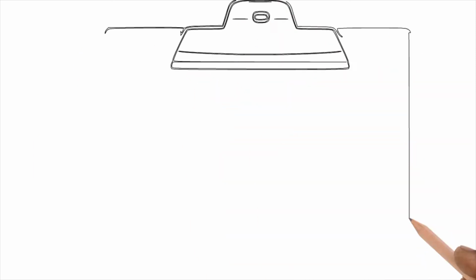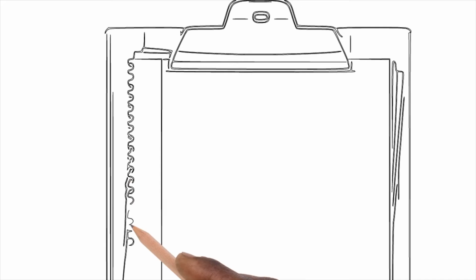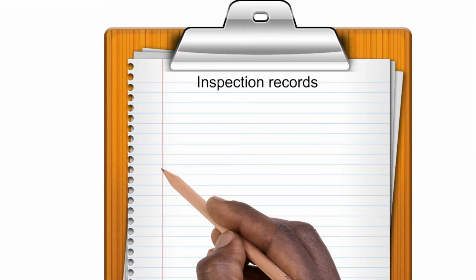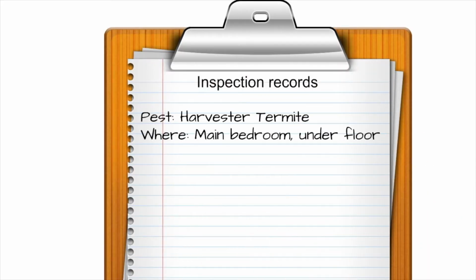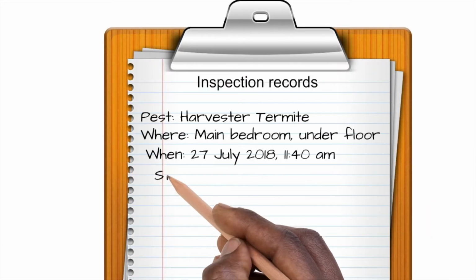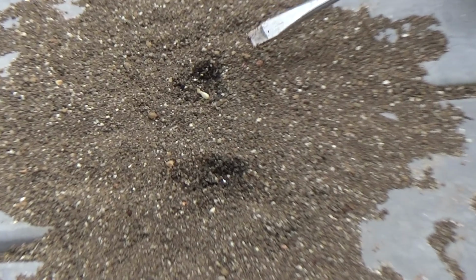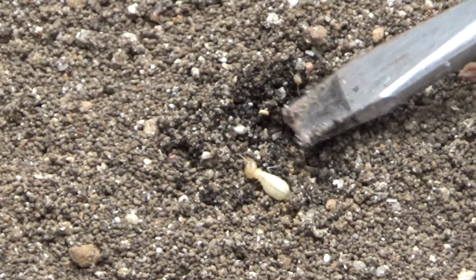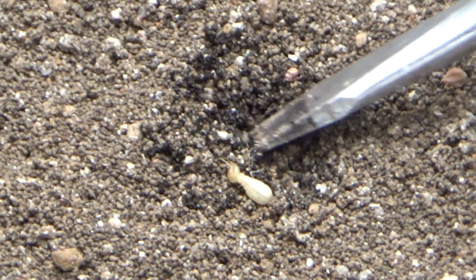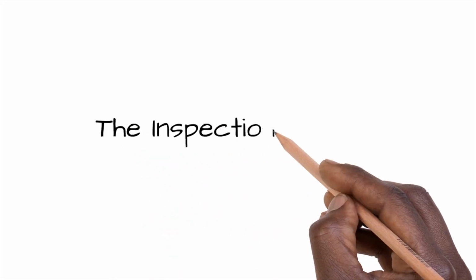Keep careful records of all inspection findings and trap catches. Record what was found, where it was found, when it was found, and whether it was found alive or dead. Bear in mind that once the pest is found, and before you can make any recommendations, the pest must be positively identified.